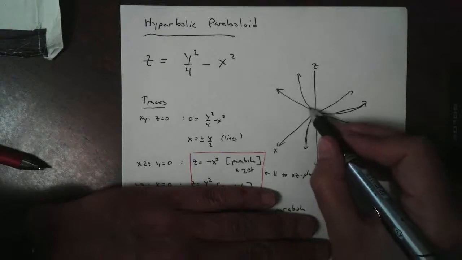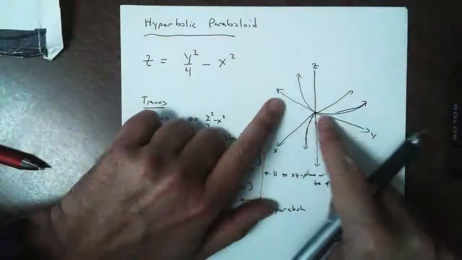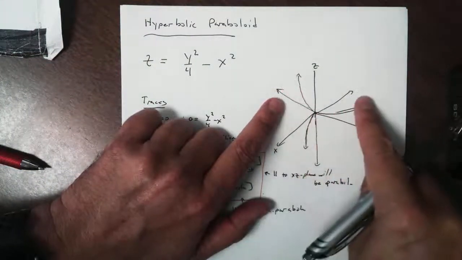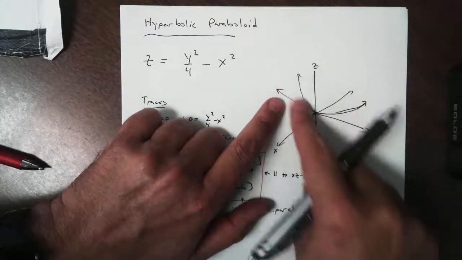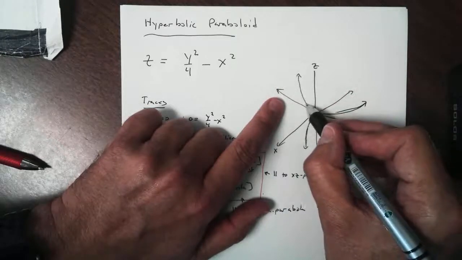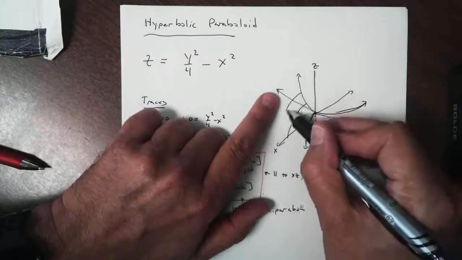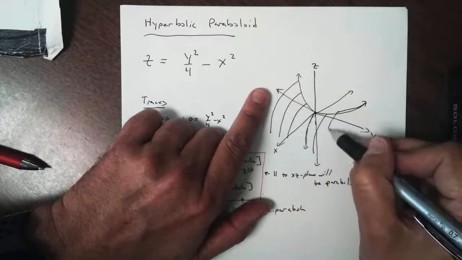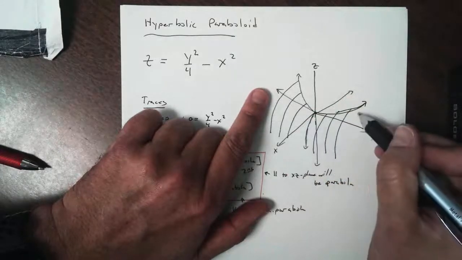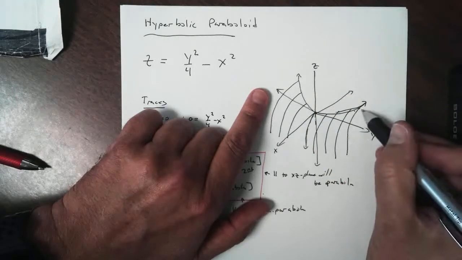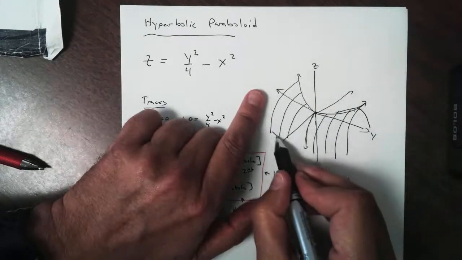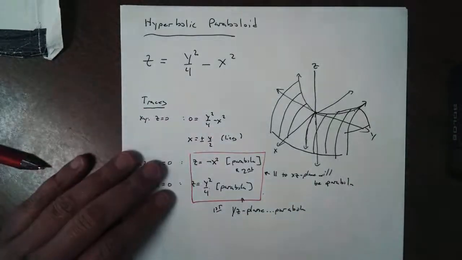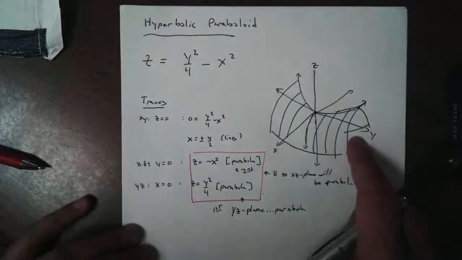So think of the parabola we drew on the yz plane as a string tied between two trees, and we're going to drape a cloth over it. What's going to happen is we get a shape that's kind of like this. On the other side, we might have a little bit right there, and we can connect it, like so. And there's our hyperbolic paraboloid.